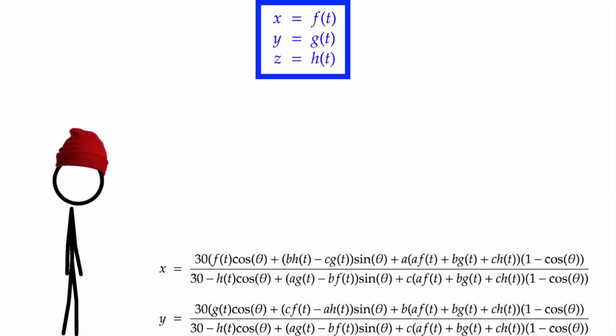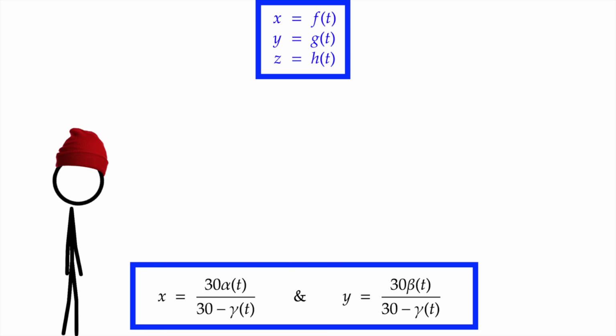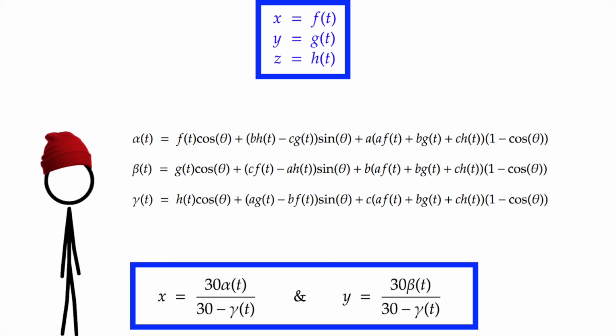Yeah, so it's sort of ridiculous. What'd you expect? It's a 3D rotation projected onto 2D. Alright, we can make it a little more readable like this. X equals 30 alpha of t over 30 minus gamma of t, and y equals 30 beta of t over 30 minus gamma of t. And alpha and beta and gamma are defined as these stupid functions. Better? Fine, you're welcome.